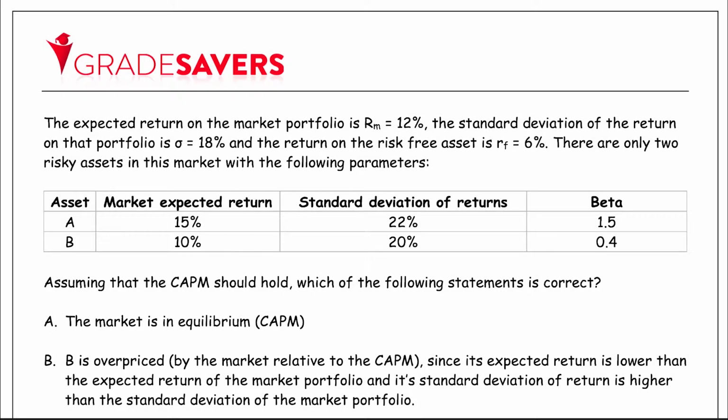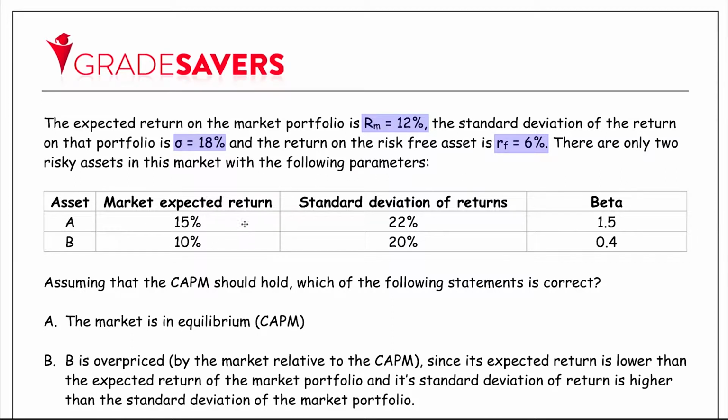So here I was asked a question for COMM 308, Introduction to Corporate Finance. Let's have a look. So here it says, the expected return on the market portfolio is 12%, the standard deviation of the return on that portfolio is 18%, and the risk-free asset has a return of 6%. There are only two risky assets in this market with the following parameters. We have asset A and asset B.